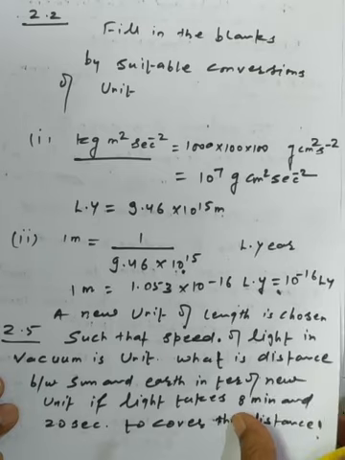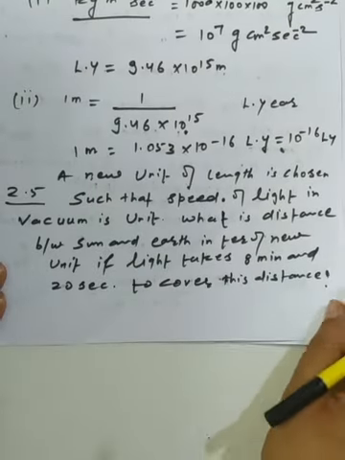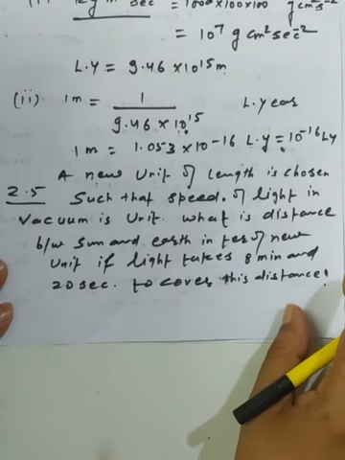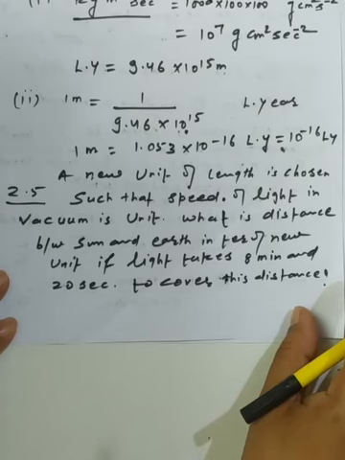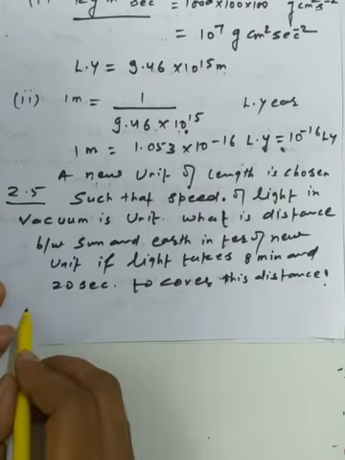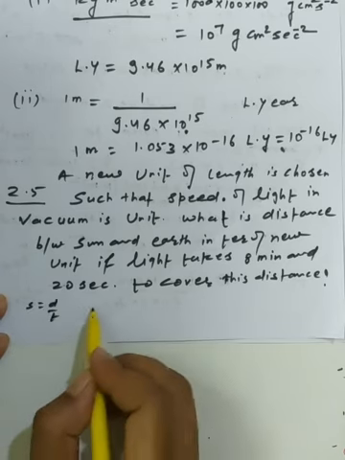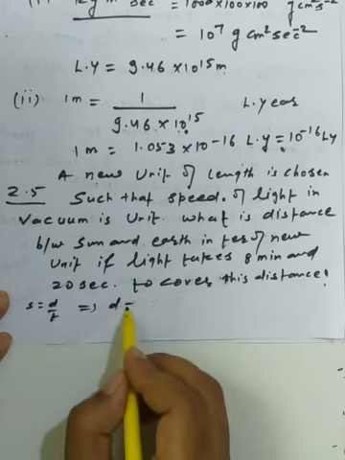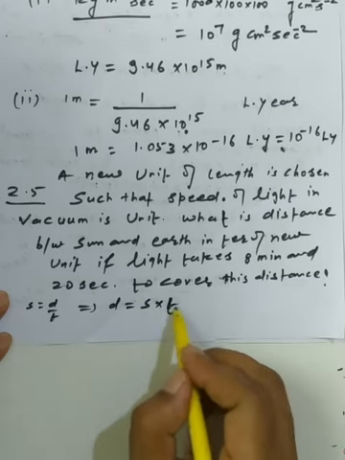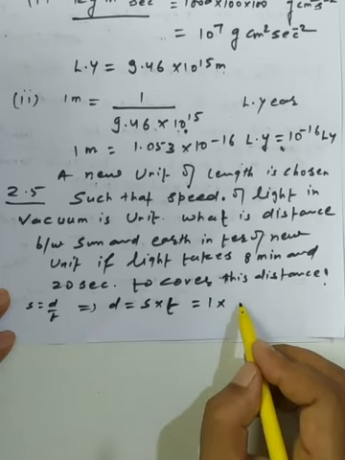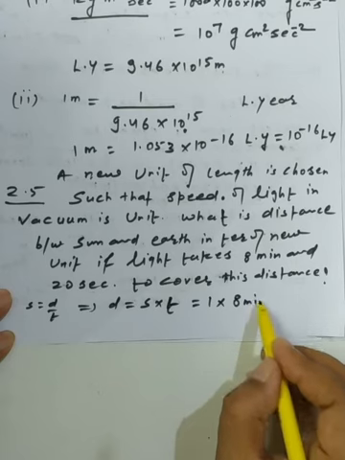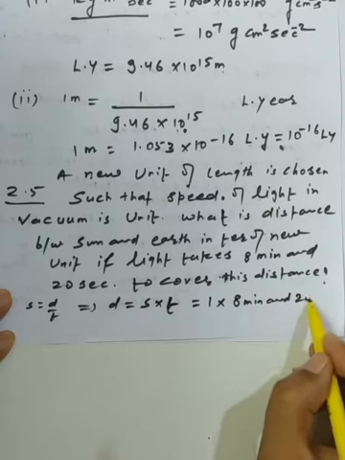Now I am taking question number 2.5. A new unit of length is chosen such that the speed of light in vacuum is the unit. What is the distance between the sun and the earth in terms of the new unit, if light takes 8 minute and 20 second to cover this distance? So we have to find out that speed is equal to distance upon time, so distance is speed into time. In the new system the speed of light is called unity, and the time given is 8 minute and 20 second.